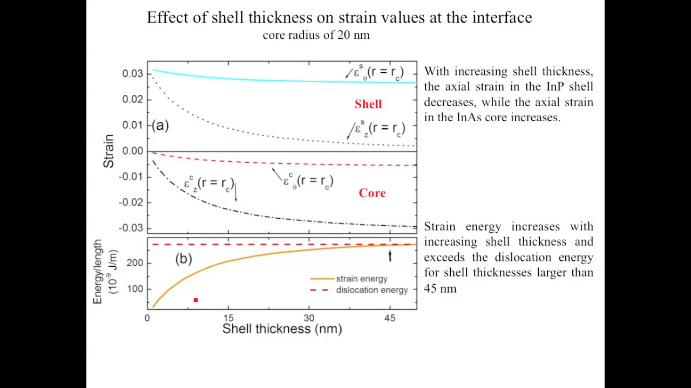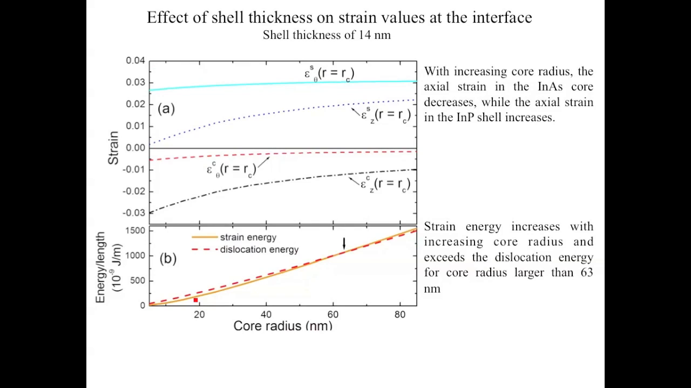So this one shows the total strain energy and the dislocation energy. This is the dislocation energy, and the strain energy increases with shell thickness. At some point, it exceeds the dislocation energy. This is the point where we lose coherency and dislocations will be formed.